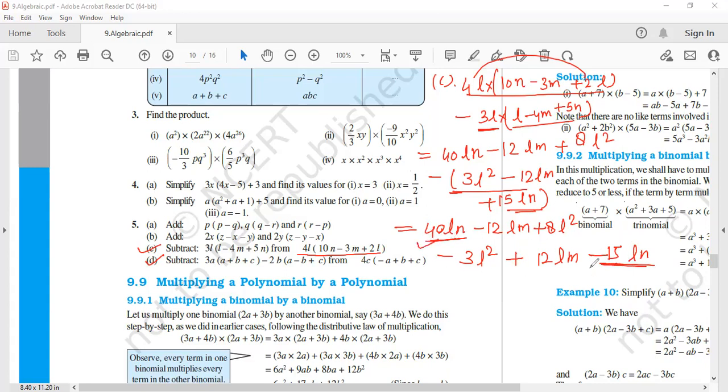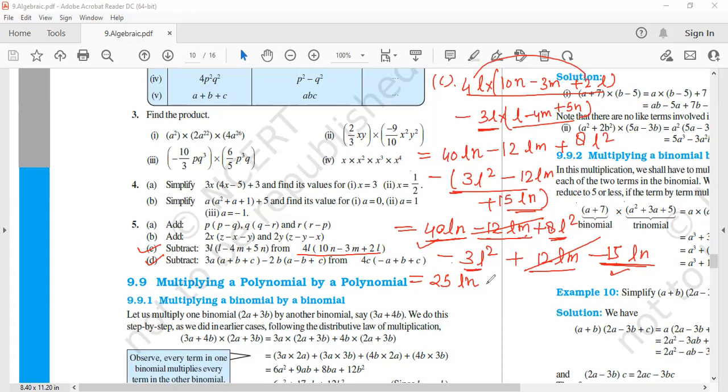Now find the like terms. This one is a like term to this one. So 40 minus 15, because both are of opposite sign, so they will be subtracted. So the answer will be 40 minus 15 gives you 25LN with positive sign, because 40 has the plus sign. This one and this one both have the same quantity, same number, but the sign is opposite, so they will cancel out, right?